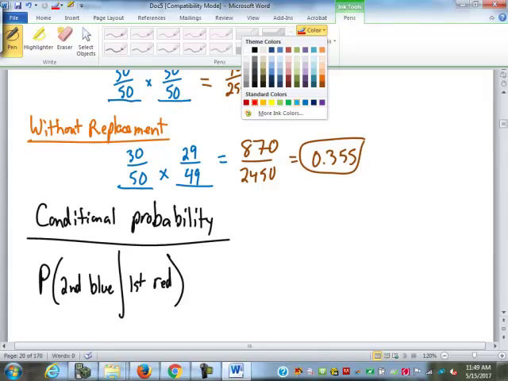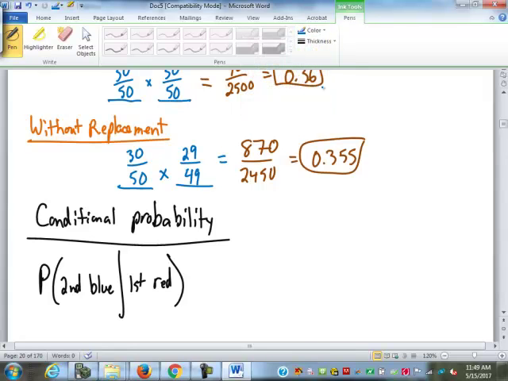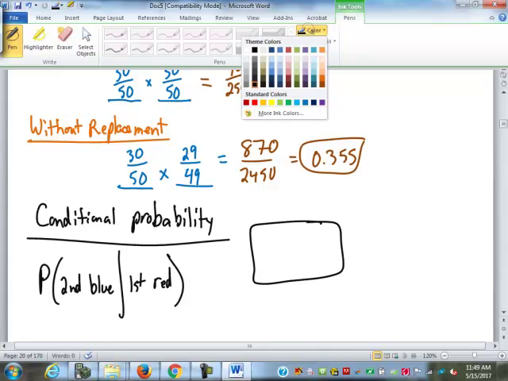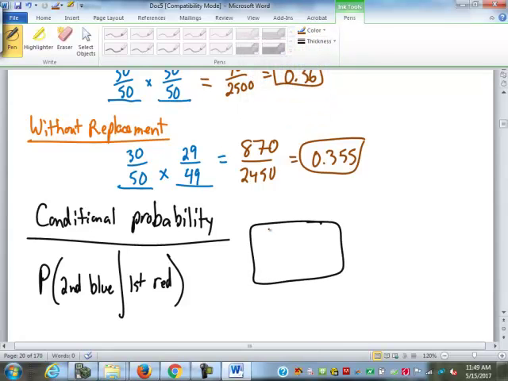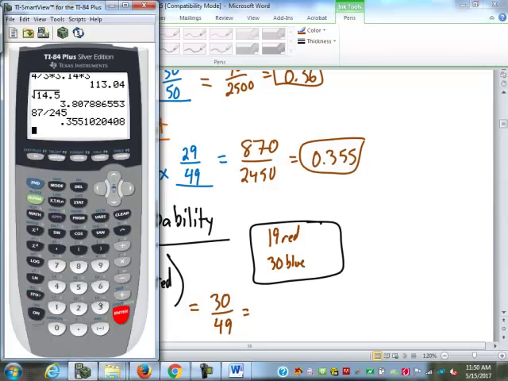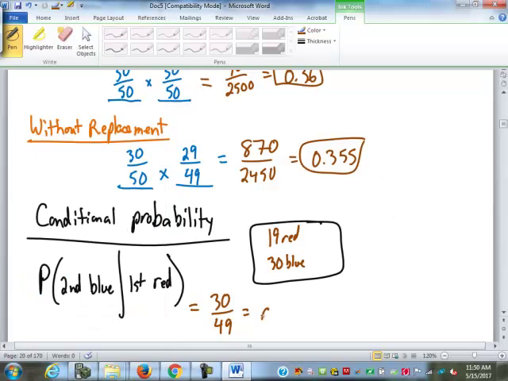So if the first marble is red, what's now in the box? Well, we draw out one red marble. That means we have 19 red in there and still have 30 blue. We didn't touch the blue. So the probability of that second one being blue, given that the first one is red, we still have 30 blues out of only 49 marbles now. So that goes up to 0.612 is that probability.